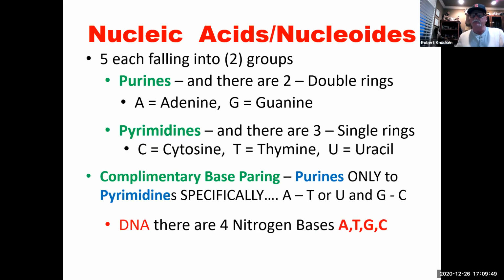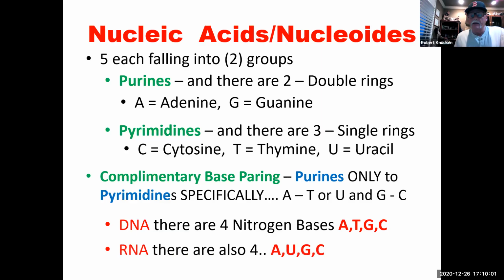In DNA, there's only 4 nitrogen bases: A, T, G, and C. This is a test question. In RNA, there's also 4 nitrogen bases: A, U, G, C. Got it? RNA: A, U, G, C. We good? I can go through this quick because this is just straightforward memorization. I'm going to ask you test questions on this: complementary base pairing.